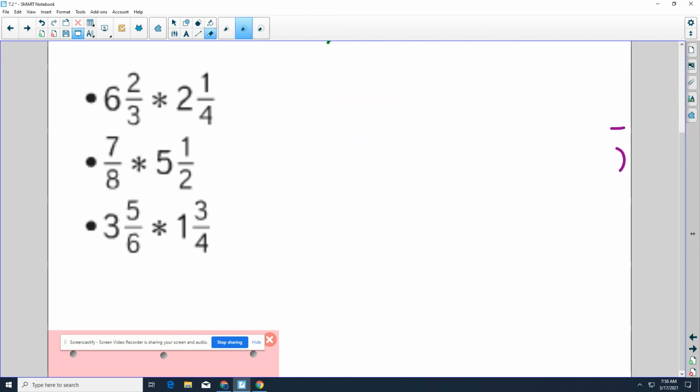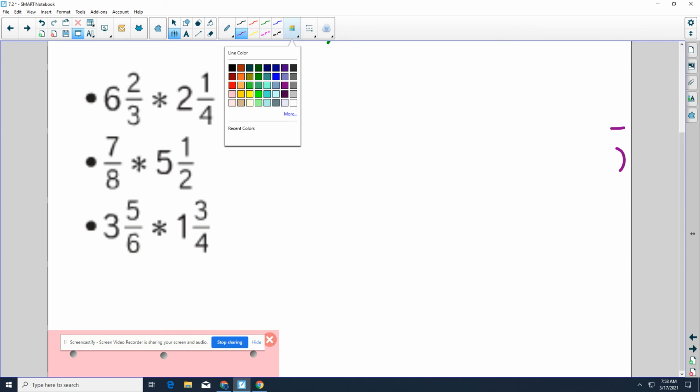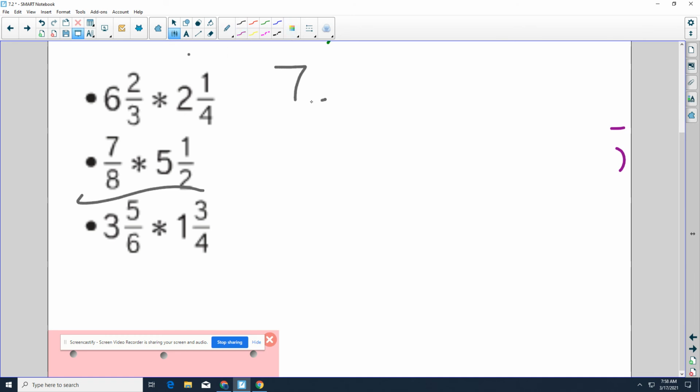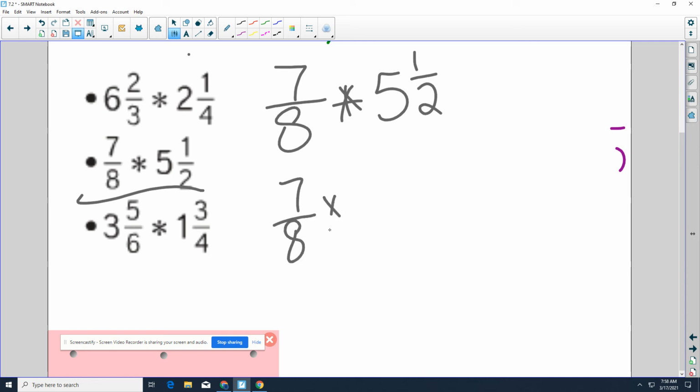Okay, hopefully you had a chance to try the other 2 problems there. Let's look at those together. So let's look at this one. 7/8 multiplied by 5 1/2. So again, the second one's a mixed number. I want to convert it. Do 11 over 2. And I get 77/16.